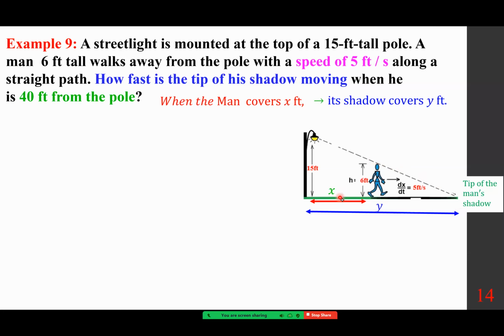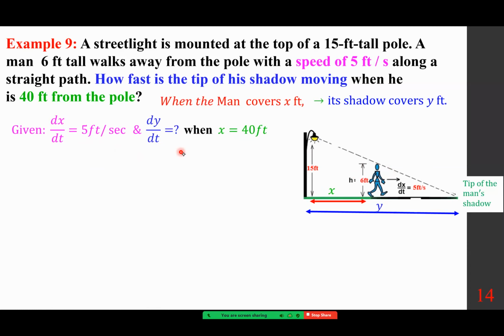We know that the man is moving at 5 feet per second, so dx dt is 5 feet per second. We want to know how fast the tip of the shadow, dy dt, is moving. At what point? When the man is 40 feet from the pole, when x is 40. So this is the drawing. Given dx dt is 5 feet per second, what is dy dt when x is 40? This is the explanation of the whole situation. These two basically give us everything we need.